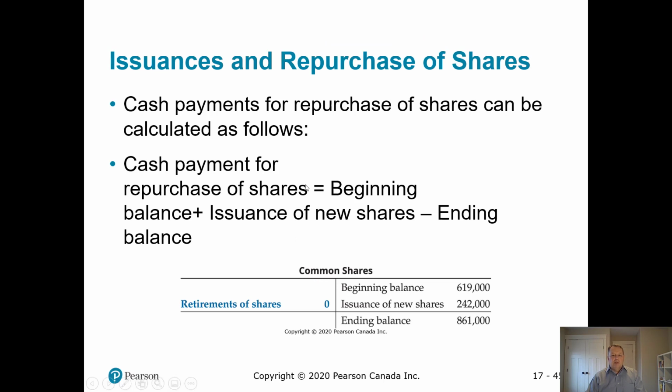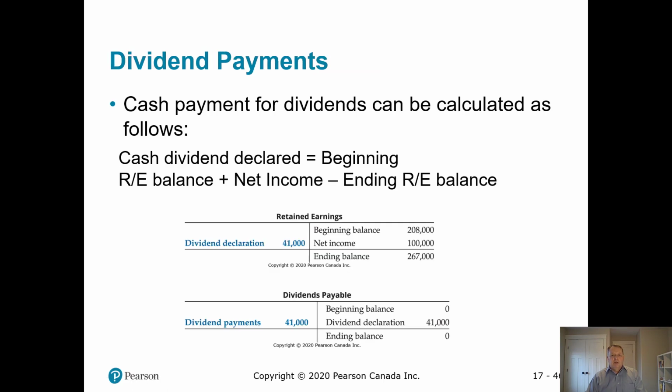Same thing happens with shares, whether it's issuance or repurchase of shares. Again, you start with the beginning balance, the issuance of new shares that you know about, minus the ending balance. That'll give you how much you repurchased in shares. So yeah, you can figure those things out mathematically if you want.